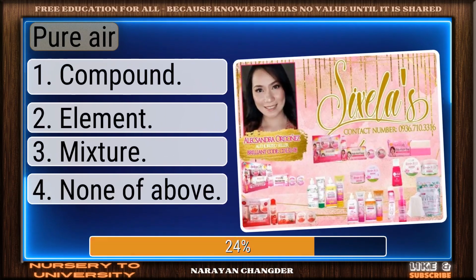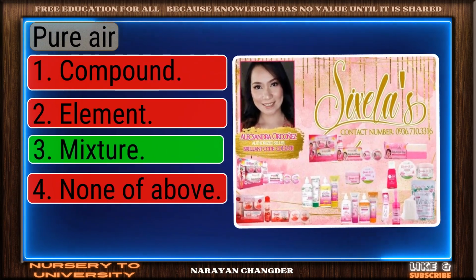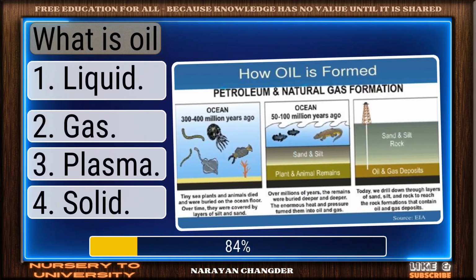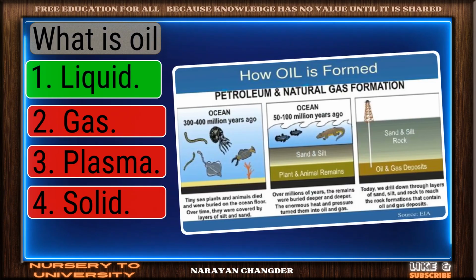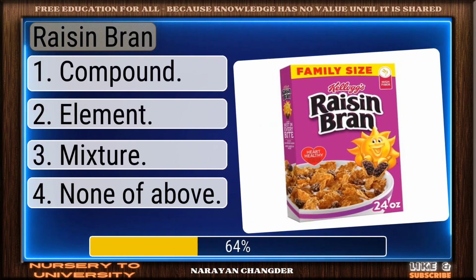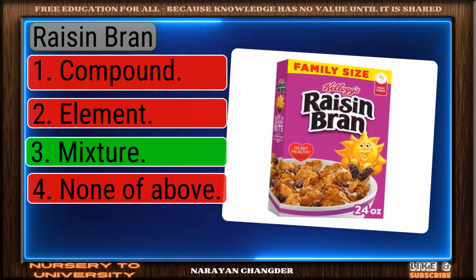Pure air. Good thinking. Mixture is the right answer. What is oil? Sharp thinking. Liquid is the right choice. Raisin bran? Right choice. Mixture is the best answer.